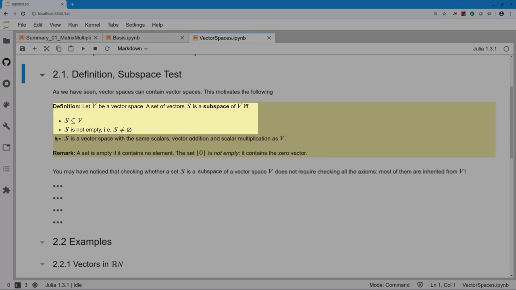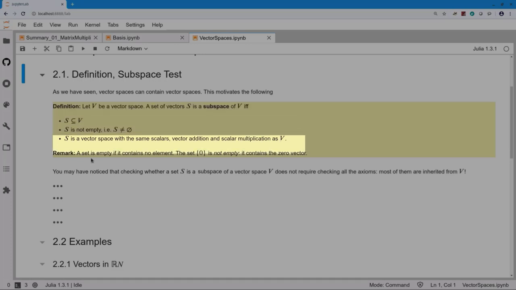The second condition is we don't want that set of vectors to be empty. So if we have membership constraints and they are so stringent that there's nothing inside of S, we don't have a subspace. So this notation here says that S is not the empty set, a set without any elements in it. And third, of course, that S is a vector space in its own right, and the scalars, vector addition, and scalar multiplication are whatever it inherits from the space that contains S.